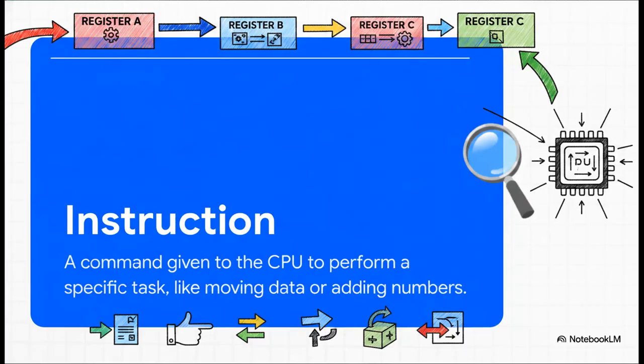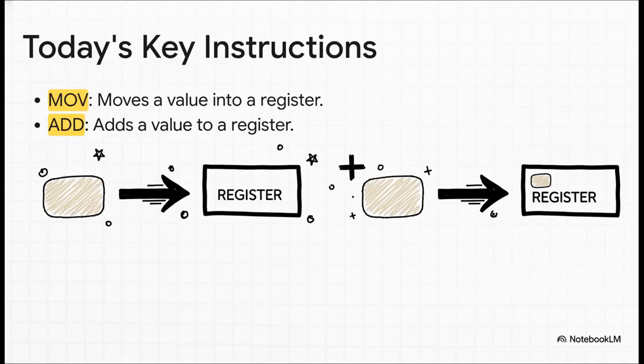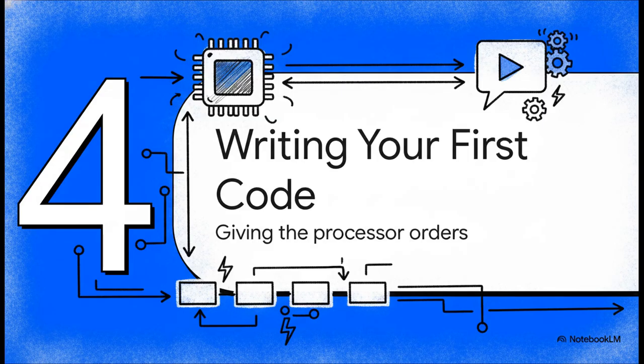Okay, next up we have instructions. Now, if registers are the nouns, the places where we store things, then instructions are the verbs. They are the action words. They tell the CPU what to do with the data that's in those registers. And to get started, we only need to learn two simple commands. First is MOV, which just moves a value into a register. And the second is ADD, which, you guessed it, adds a value to whatever's already in a register. See? Pretty simple, right?